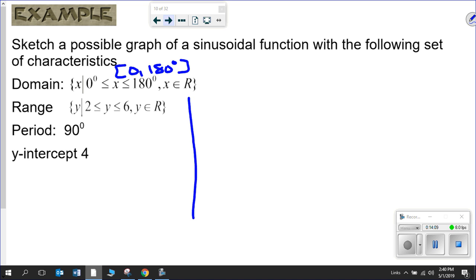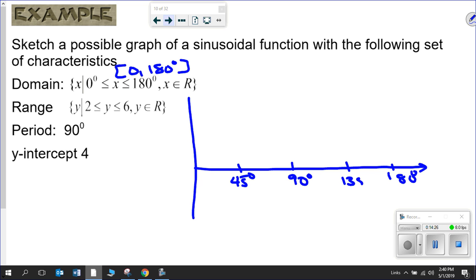So when I make my grid, I start at 0, I'm going to end at 180. I'm just going to put a few more tick marks in. Halfway would be 90. Halfway would be 45, which means this middle piece would be 90 plus 45, so 135. Good enough. My range I want to be between 2 and 6. So my entire graph is going to go between 1, there's 2, 3, 4, 5, and 6. So it goes between 2 and 6.